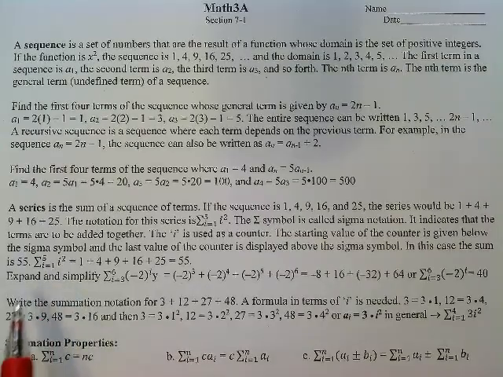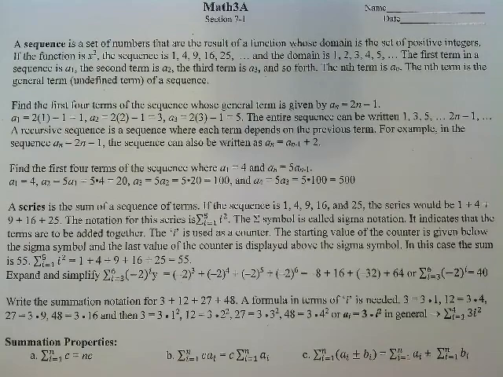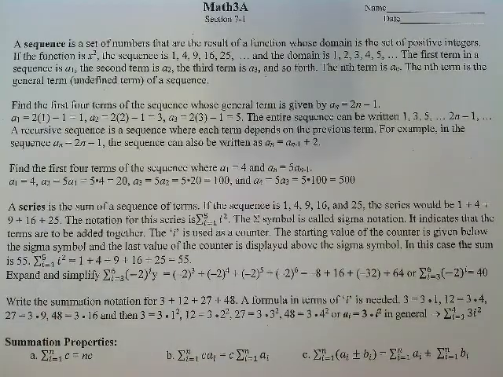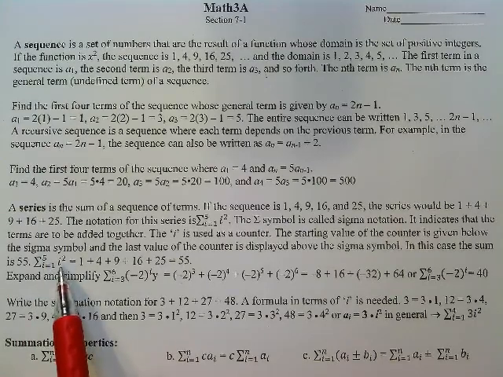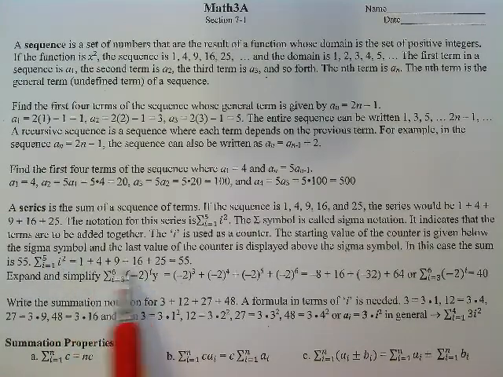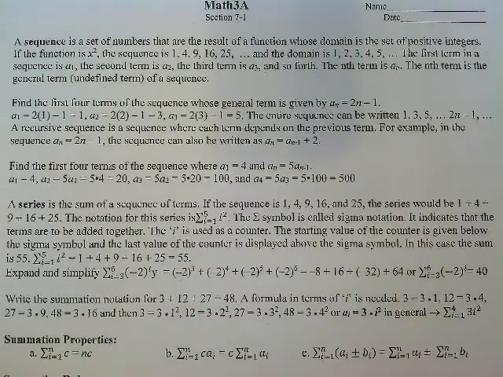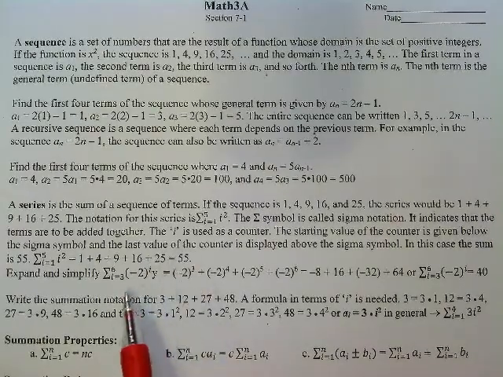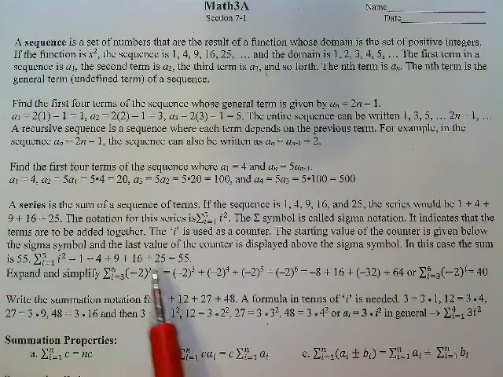Usually the starting number of the counter goes below, the ending number of the counter goes above, and then it's followed by whatever is the function that we're looking at. So in this case, the sum of i from 1 to 5 of i squared is 1 plus 4 plus 9, the squares, which gets us 55. Here's an example in which we have expanded and simplified something that's written in sigma notation. This is negative 2 to the ith power.